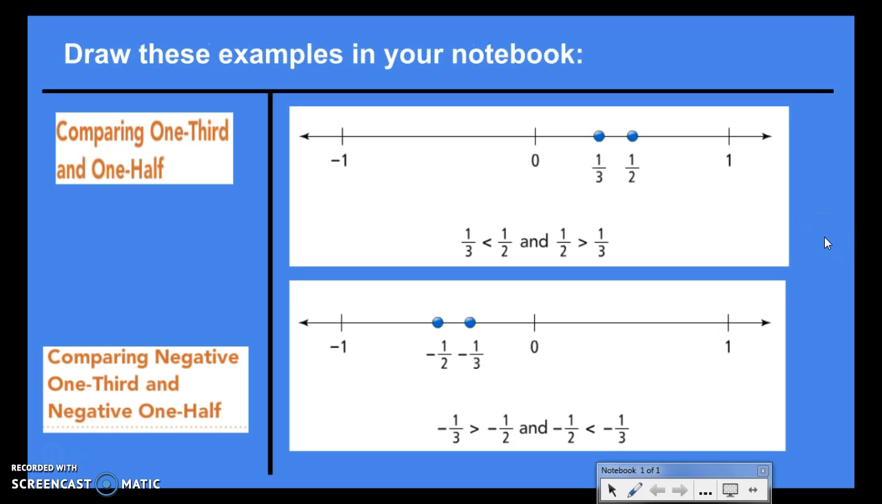Comparing 1/3 and 1/2. Now, take note of where the whole number is. It is way further right or left than where the fractions are. So you know these are only a fraction of a whole number. They're not a mixed number. Let's compare 1/3 and 1/2. As you can see on the first plot, positive 1/3 and positive 1/2. Positive 1/2 is further right on the number line. Therefore, 1/2 is a larger amount.